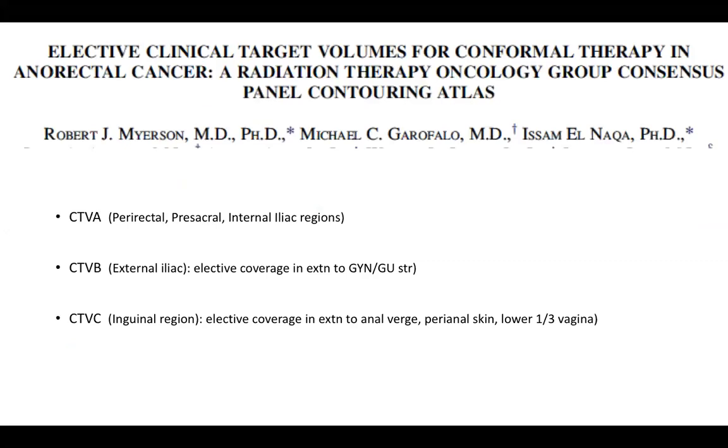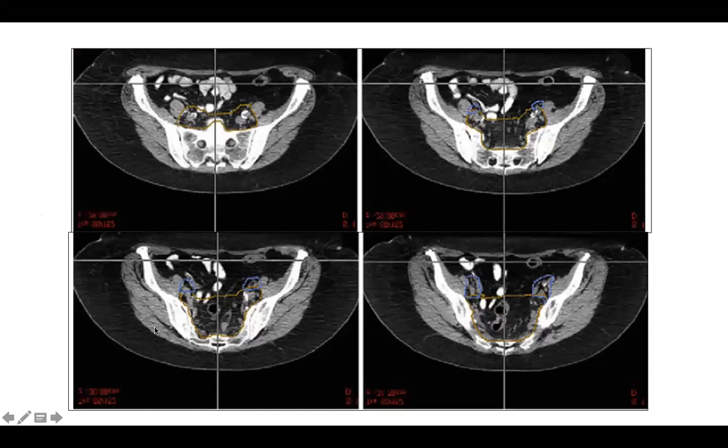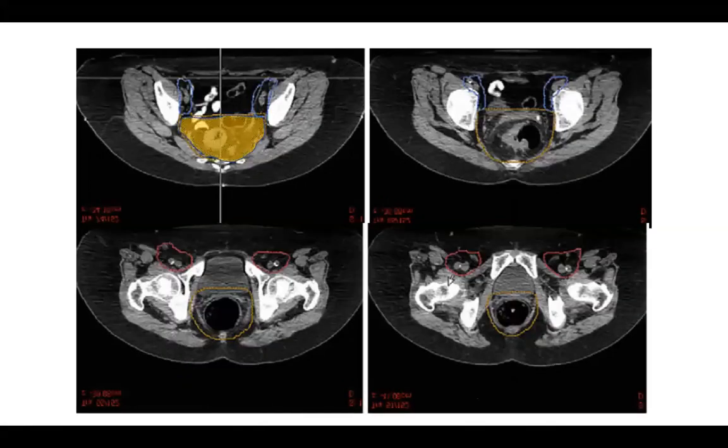Coming to the second guideline, when we were talking about CTV A, B, and C, very easy to understand. So CTV A, like we said, similarly the perirectal, presacral, internal iliac have to be treated, and elective is either your external iliac or inguinal. If you look at this, more or less they also said the same thing. So this was what they were trying to do: within the CTV A in brown, CTV B was in blue, which is the external iliac region, and the CTV C was the inguinal, which will appear in red. I hope you can see these things, or I'm not sure if I should go more slowly if you can't.